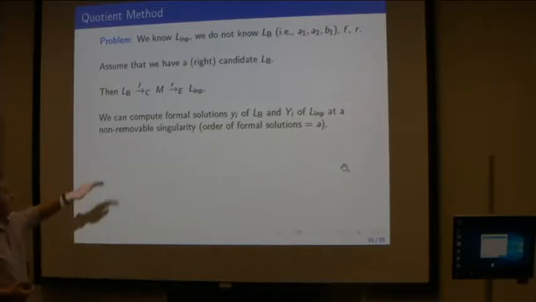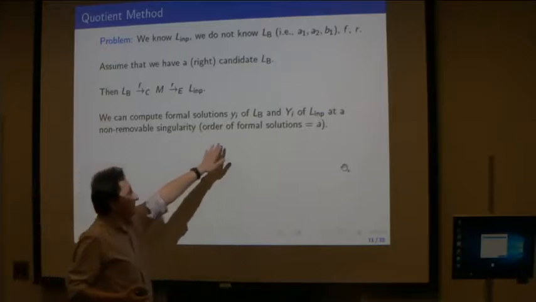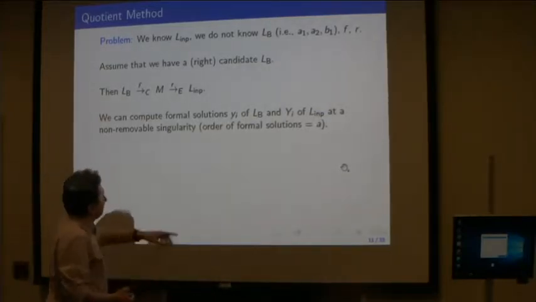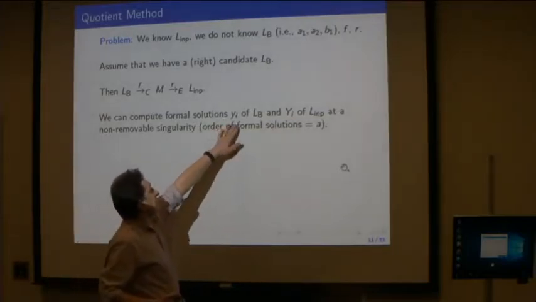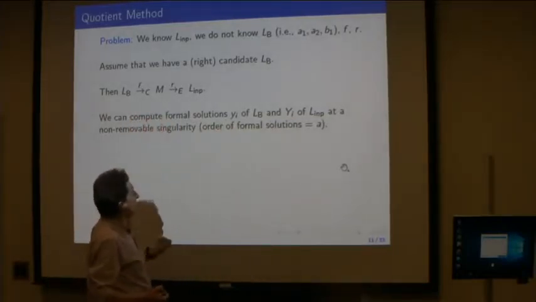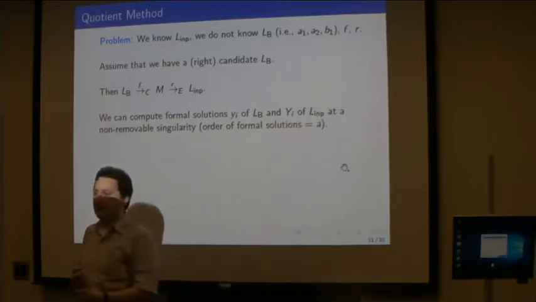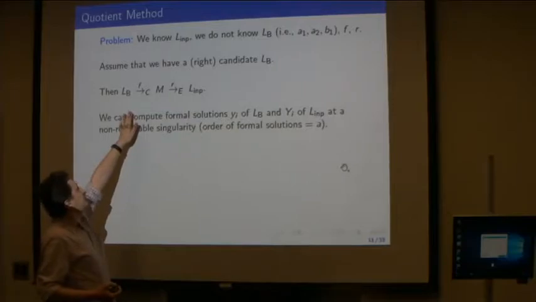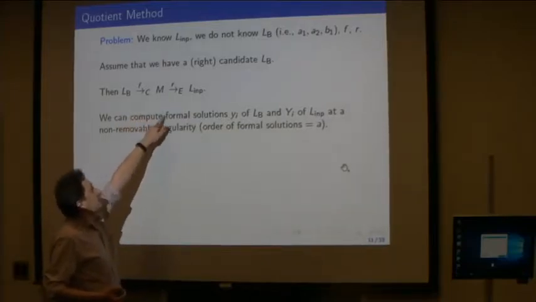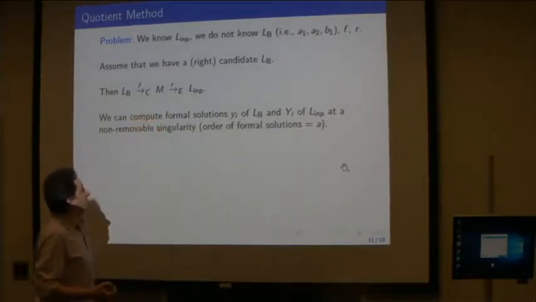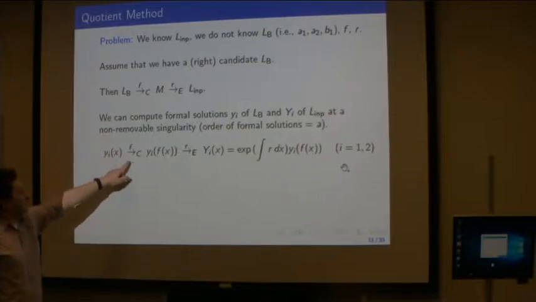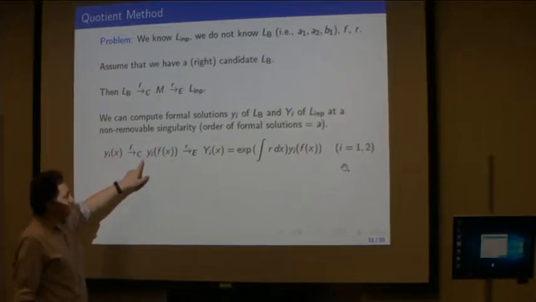Now we have local information because we can compute the formal solutions up to a finite order. Let's say the order is A. These lowercase yi's are the formal solutions of LB, and these are the formal solutions of L input. In the previous slide, we defined the effects of these two transformations, so they will have the same effect on the formal solutions. These are formal solutions of LB, and after the change of variable transformation, we will have these solutions.